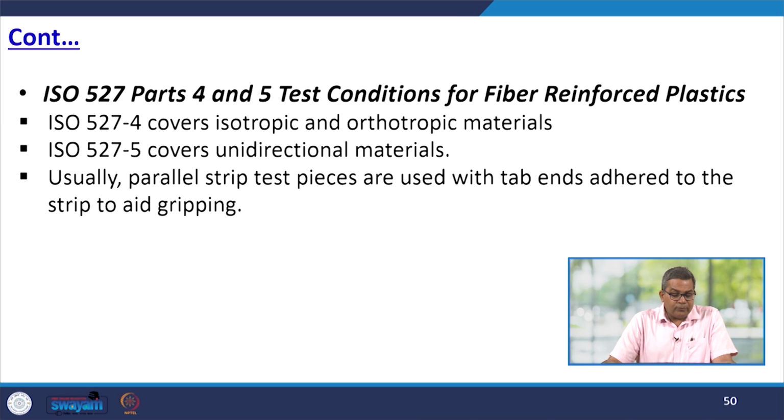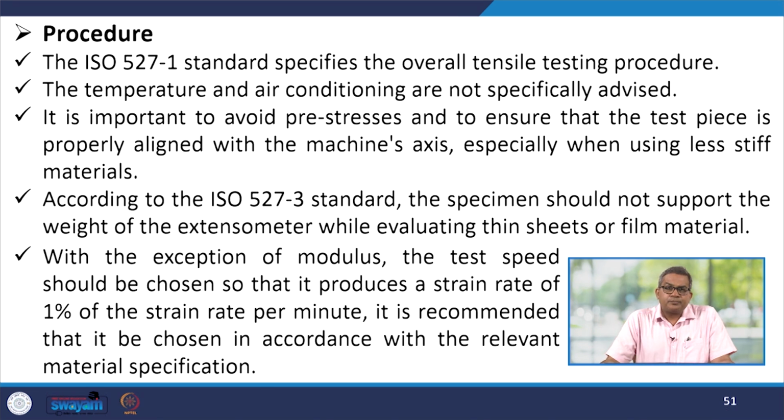ISO 527 parts 4 and 5 give test conditions for fiber reinforced plastics, because fiber reinforced plastics play a very vital role in the composite system, so their tests must be specified. Part 4 covers isotropic and orthotropic materials. Another part deals with unidirectional materials, and usually parallel strip test pieces are used, with tab ends adhered to the strip to aid gripping.